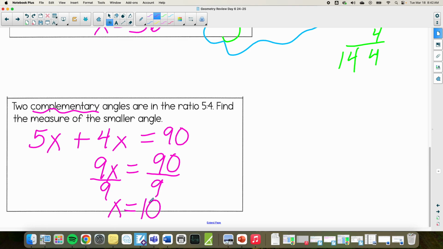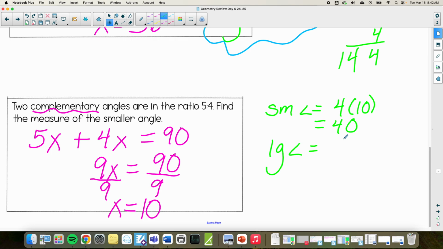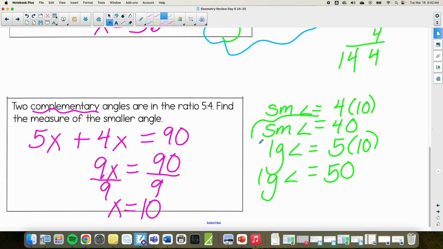Now this time they want the smaller angle, so our smaller angle would be the one that's 4 times x, so it'd be 4 times 10, which is 40. And our larger angle would be the one that's 5 times x, or 5 times 10, which is 50. So what we wanted is the smaller angle, so our answer would be 40.